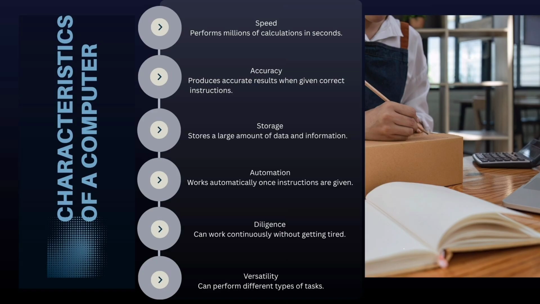Next, characteristics of a computer. Computers have several important characteristics. They are fast and can perform millions of calculations in seconds. They are accurate when given correct instructions. They can store a large amount of data. Computers work automatically once instructions are provided. They are reliable and can perform repetitive tasks without getting tired. These characteristics make computers highly useful in today's world. Computers make our work easier and save time. They improve productivity, help us learn new things, and connect us with people around the world.